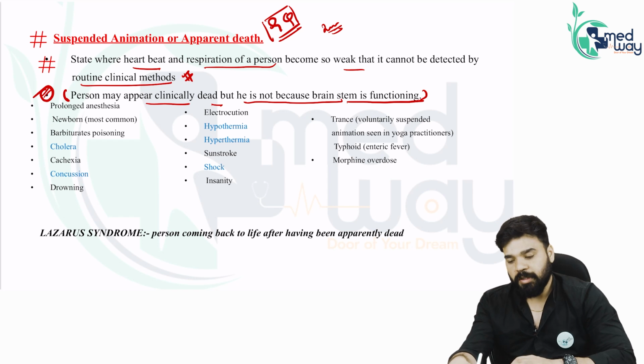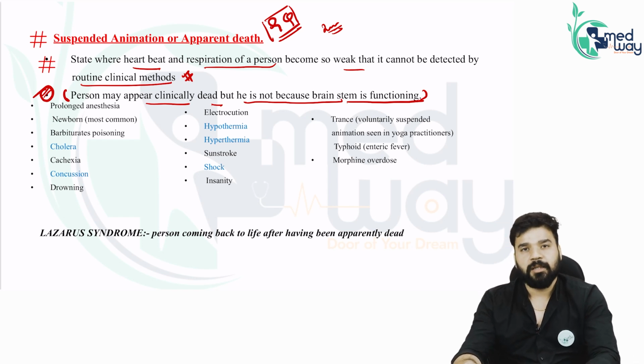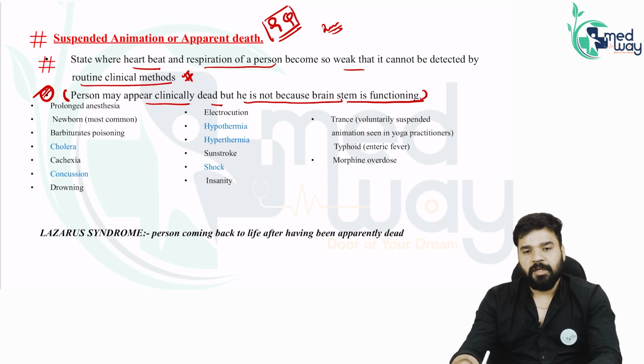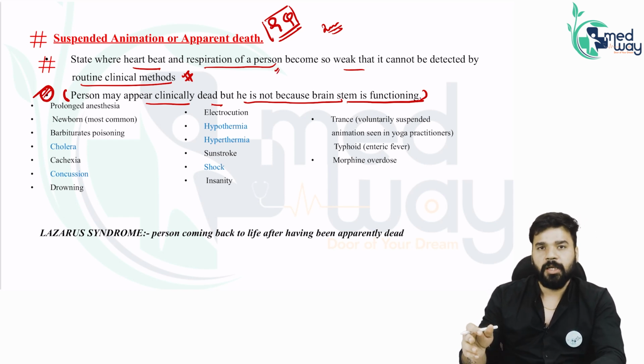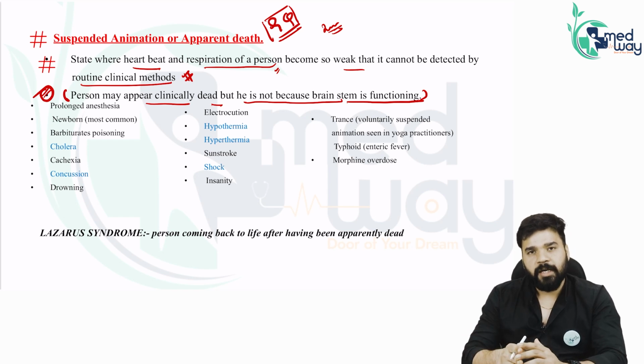So according to the definition of somatic death in the modern concept, the person is dead only when the brain stem function stops or brain function stops. So in the definition of suspended animation, it says it is a state where heart and respiration of a person become so weak that they cannot be detected in clinical routine methods, but the person cannot be declared dead in such a condition, because the brain is functioning. Brain is functioning. So what are the conditions in which we will see suspended animation?